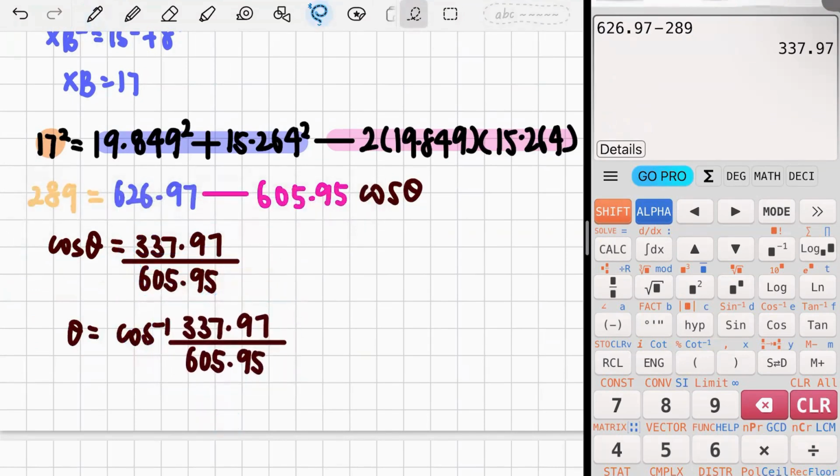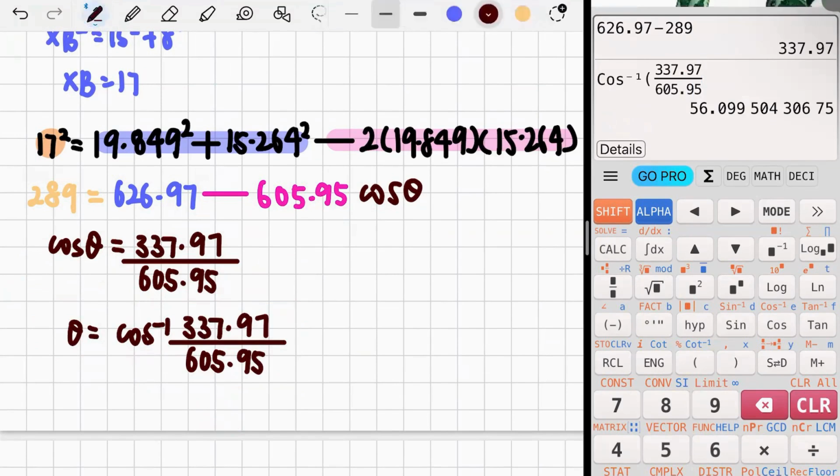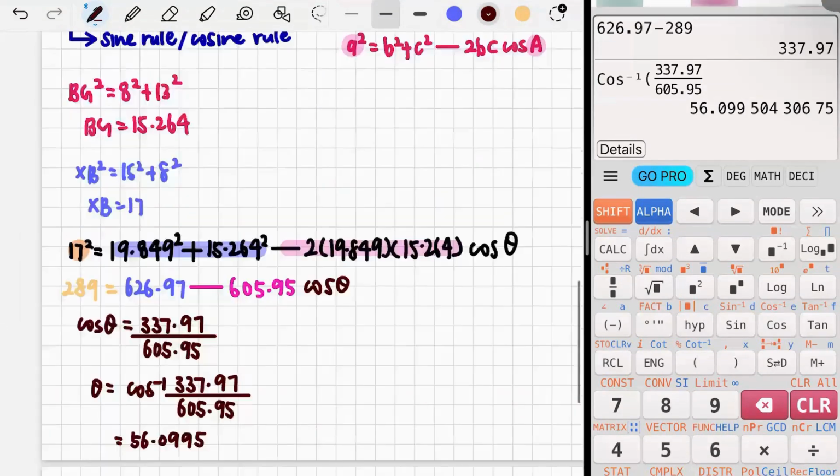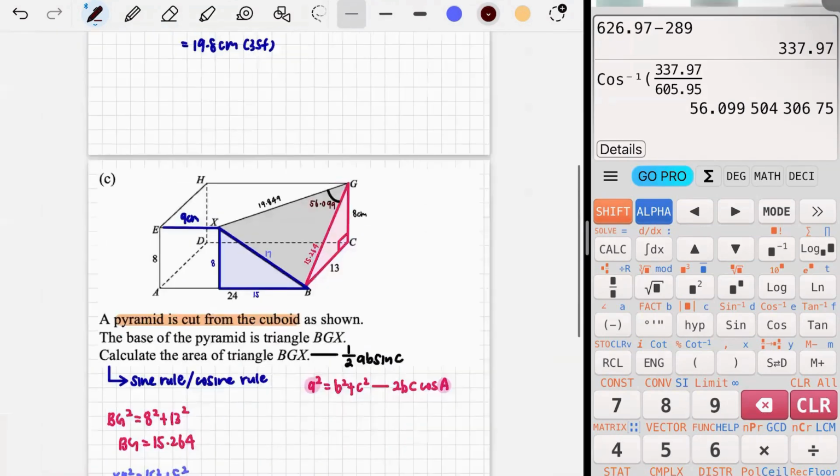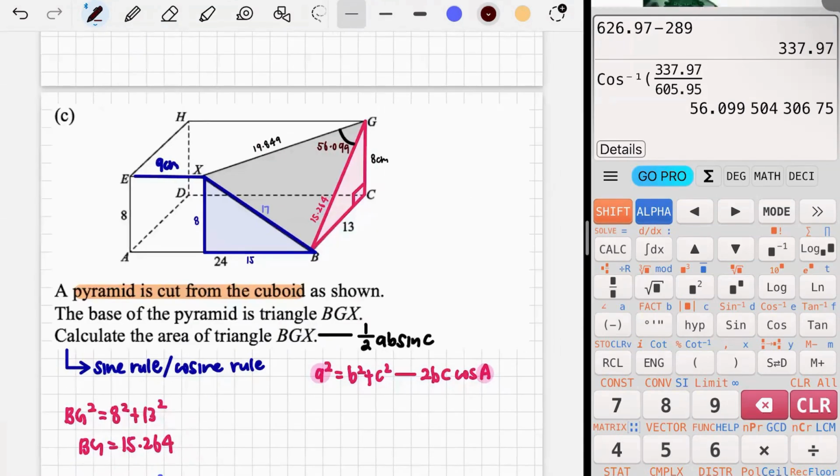Just press calculator. Make sure you're in the degree mode. 337.97 over 605.95. So then your angle will be over here. Just give more decimal places: 56.0995. So now we have this angle, I can put this inside here, 56.0995. Now you can do half AB sine C already.